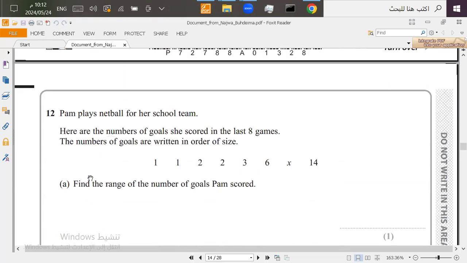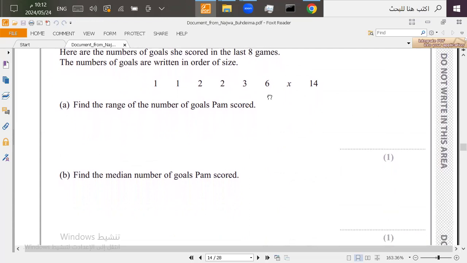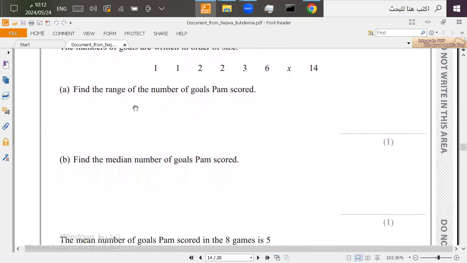Question 12. Pam plays netball for her school team. Here are the numbers of goals she scored in the last 8 games. The numbers of goals are written in order of size: 1, 1, 2, 2, 3, 6, x, and 14. Okay, so we already know that there are 8 games. Find the range of the number of goals Pam scored.